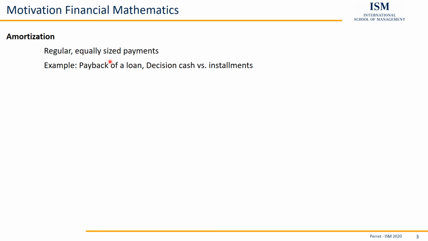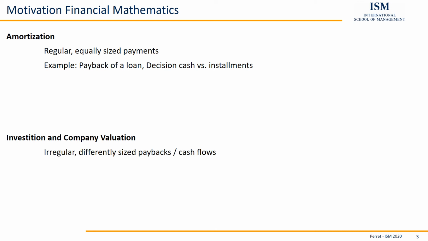Again, we have equally sized regular payments. So the question could be, what if they are not regular, if they are not equally sized? Well, then we need to do this more or less step by step. And we're in the fourth part, which is on investment and company valuation, mostly on investment valuation. Here we talk about irregular, differently sized paybacks or cash flows. So it could be positive, could be negative.